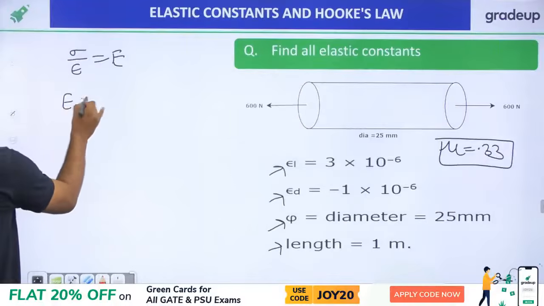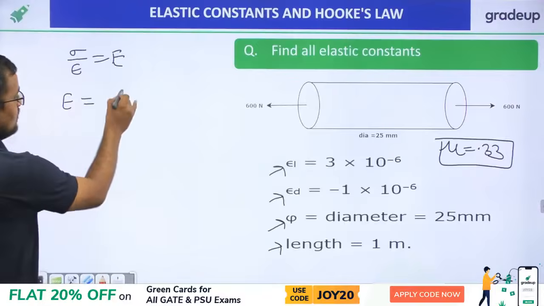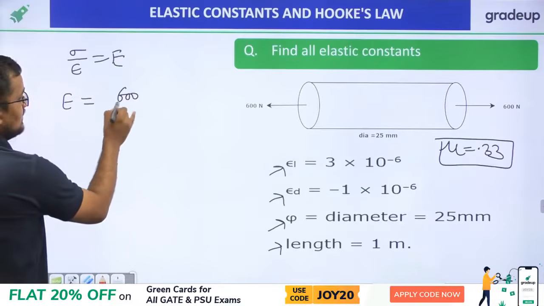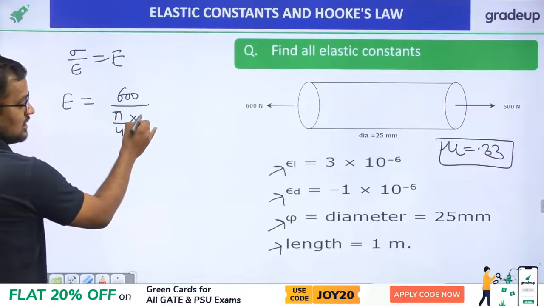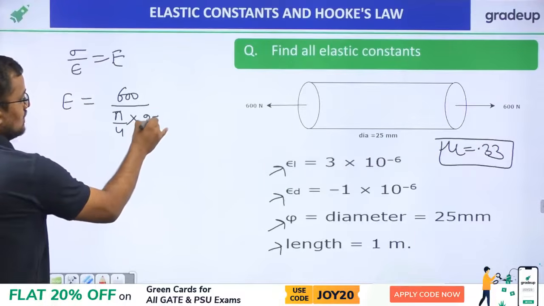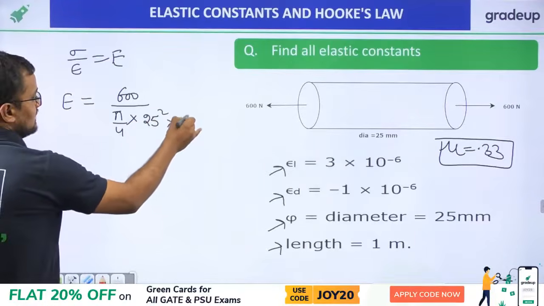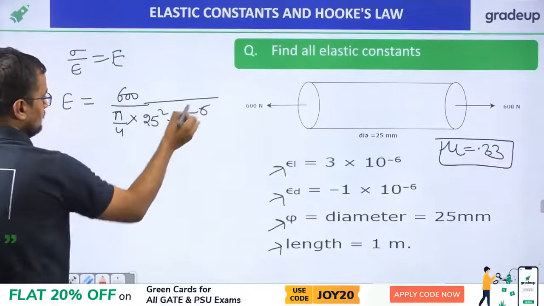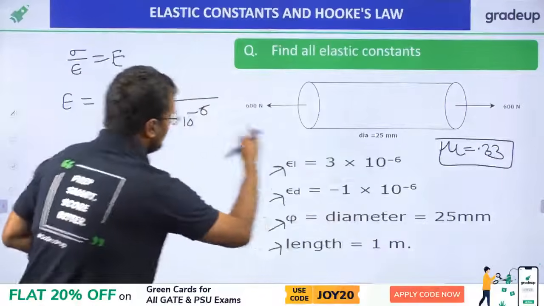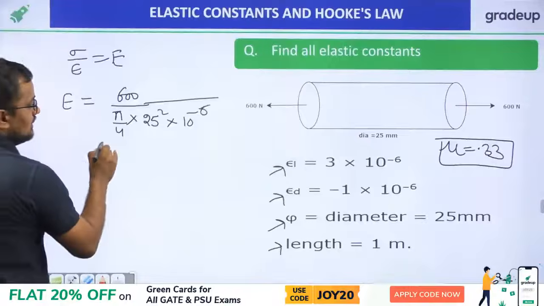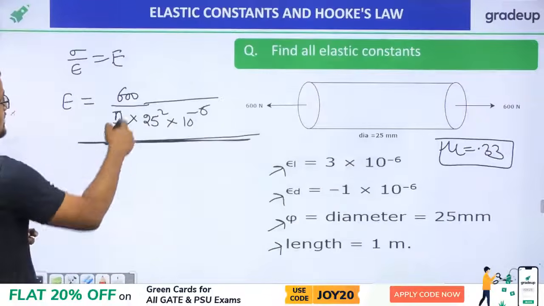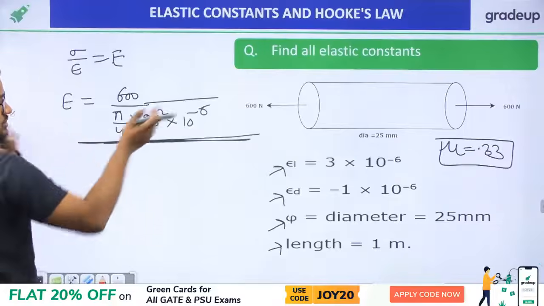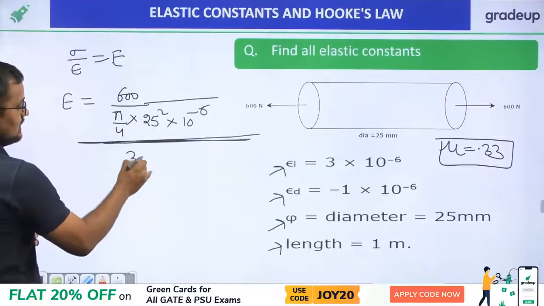Young's modulus is stress by strain. Stress is force by area, force is 600, and area is pi by 4 into d square. Diameter is 25 mm, so 25 square into 10 to the power minus 6, because if we convert millimeter into meter, I'm doing everything in SI units. This is stress. What is strain? Longitudinal strain is 3 into 10 to the power minus 6.